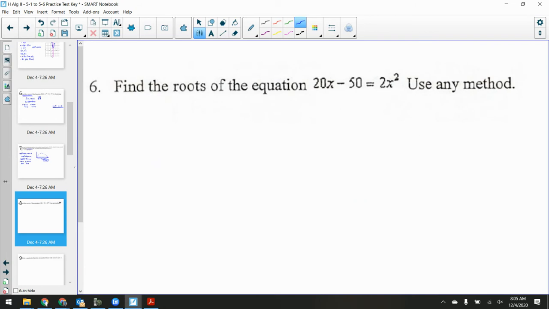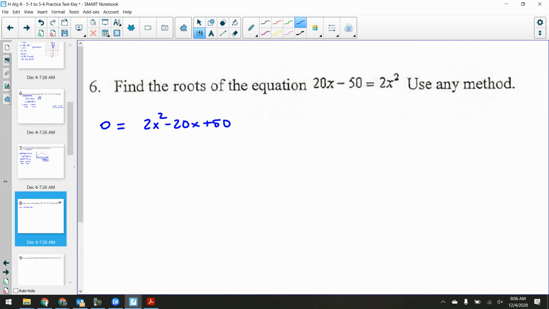All right, find the roots of the equation using any method. Oh, cool, we can use anything that we want. Let's do this. Well, again, finding the roots is finding the zeros. So let's get it into standard form and see what happens. 2x squared minus 20x plus 50. I'm just moving everything over toward the 2. I don't want to make 2 negative. So we got 2x squared minus 20x plus 50.